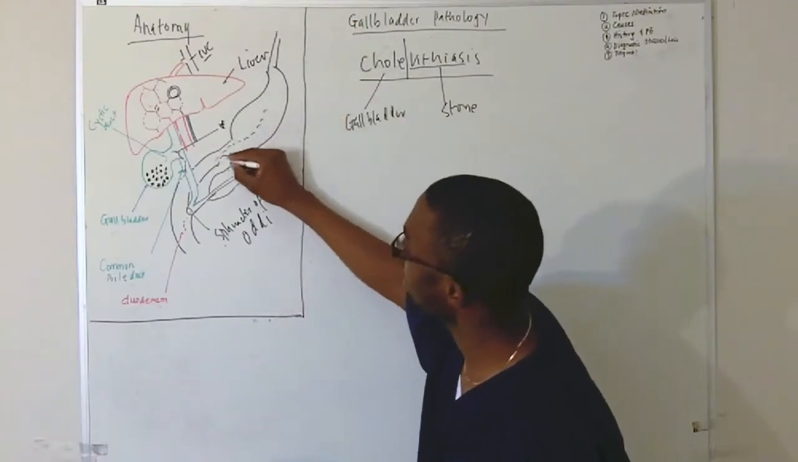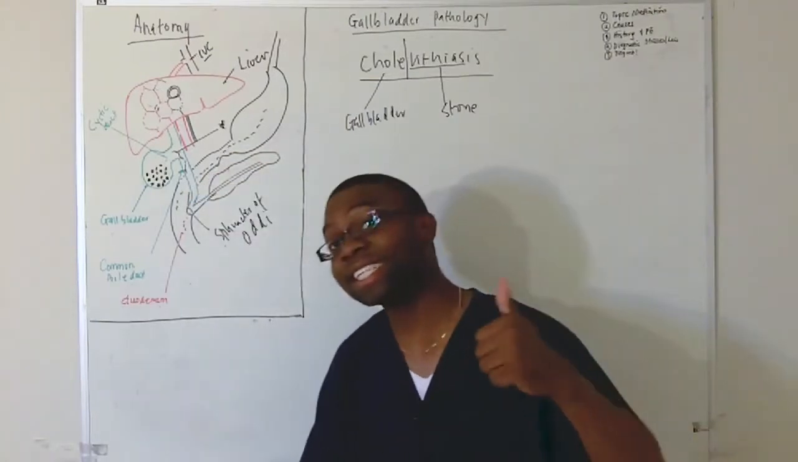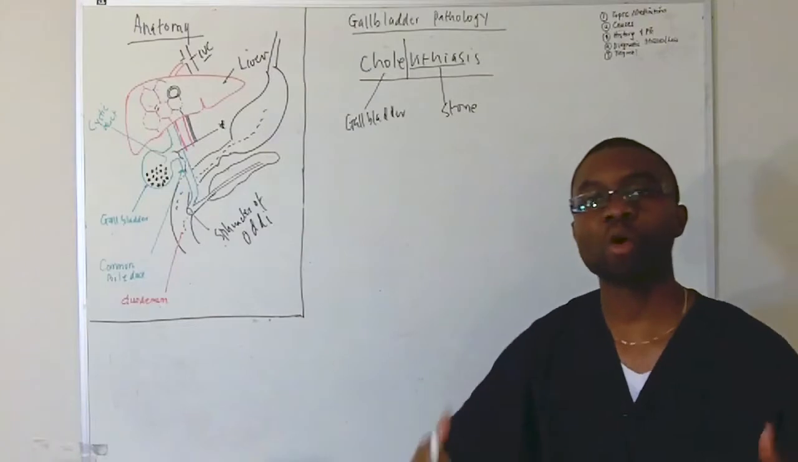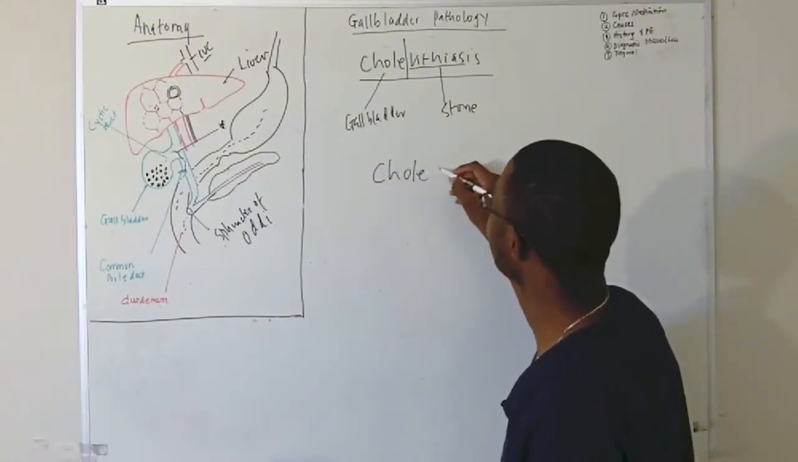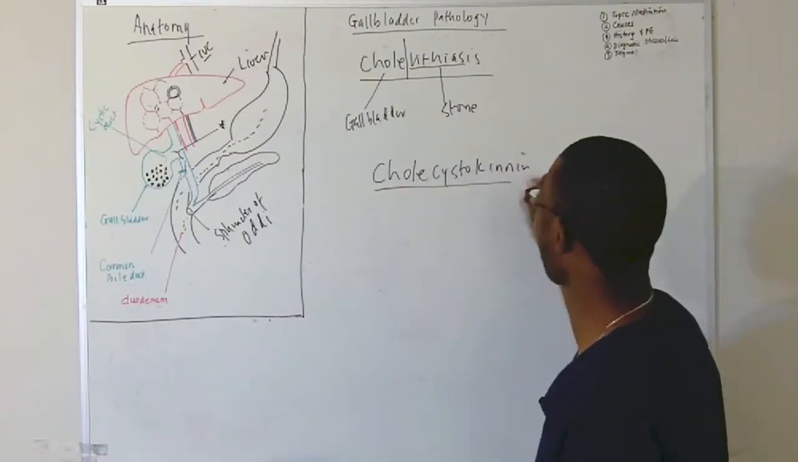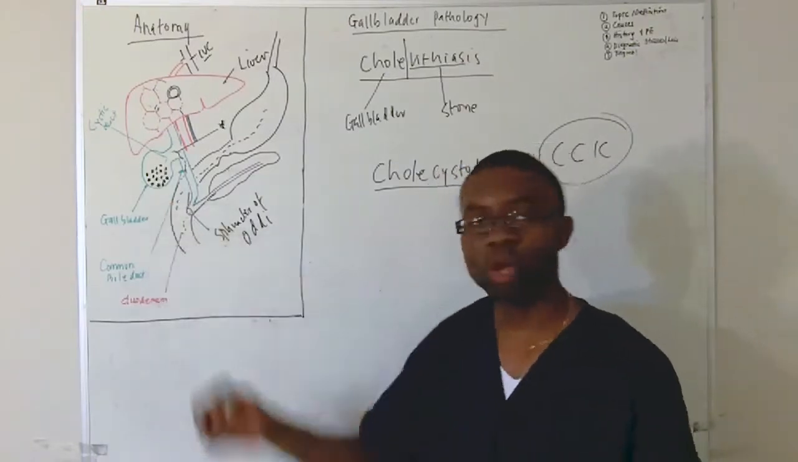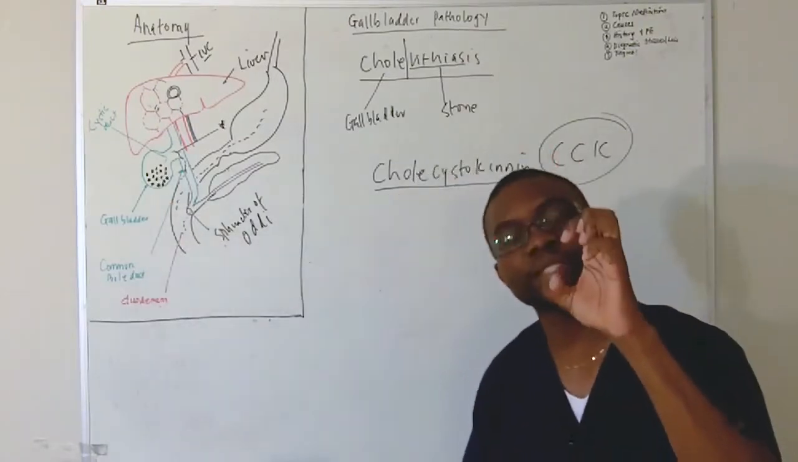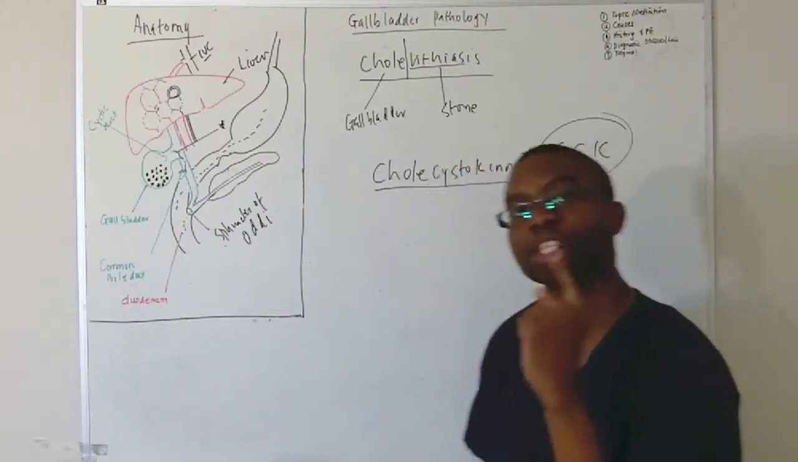When food gets into the duodenum, it sends a signal. What do you want to do? We make cholecystokinin, right? CCK. That is the hormone that we make automatically, which does what? It causes the gallbladder to contract. When the gallbladder contracts, it spits it out.